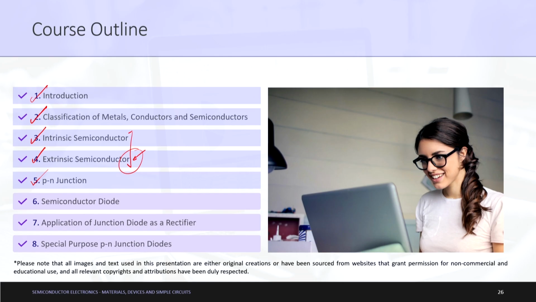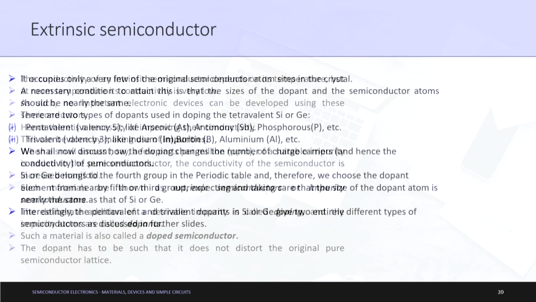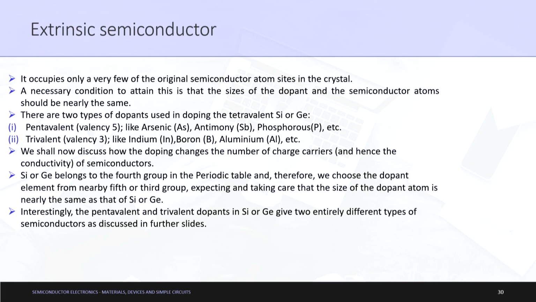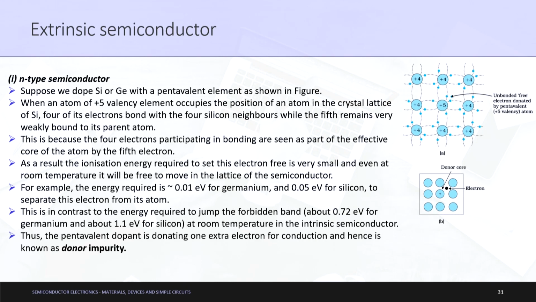Let us go on with the final concepts of extrinsic semiconductors, and then move on to the PN junction. In extrinsic semiconductors, we first learned that there can be two types of dopants: pentavalent, where the valency is 5, and trivalent, where the valency is 3. As the name suggests, N means negative, so a negative charge is being added. A pentavalent impurity is added in this type of extrinsic semiconductor.